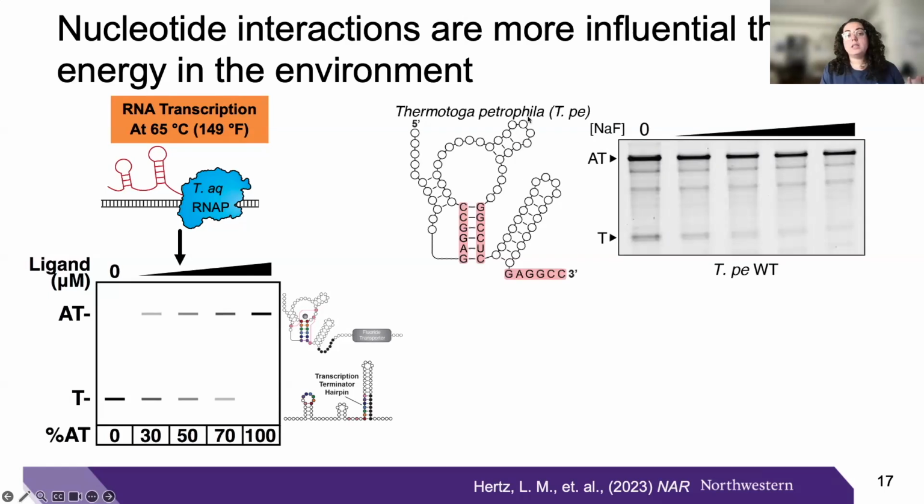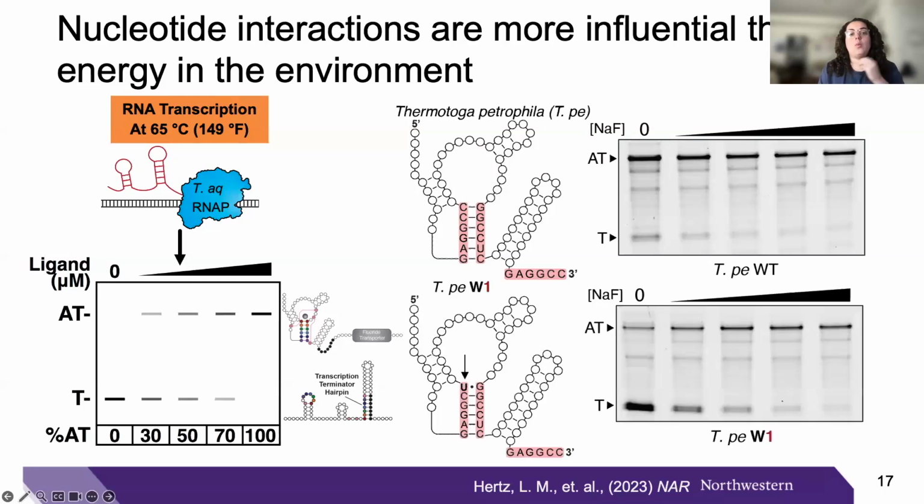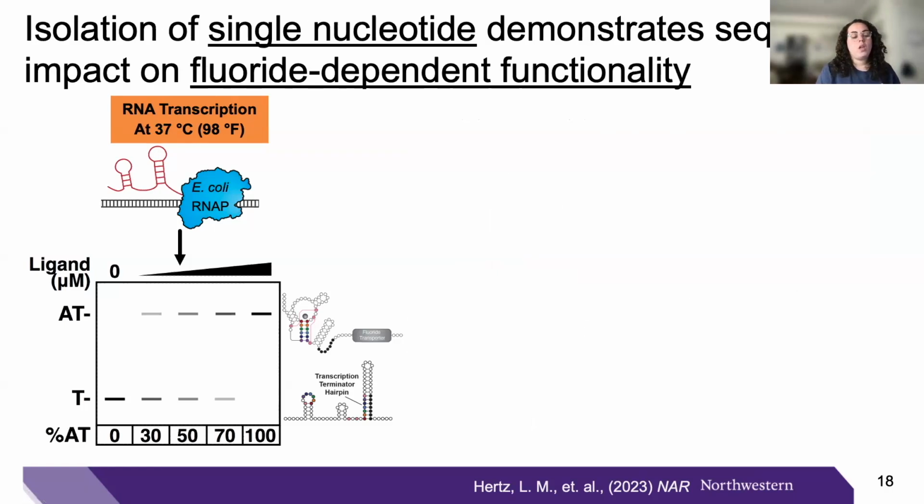With the wild type TPE sequence, we see that in fact, we do get a lot of that read-through product with a little bit of that termination product without the presence of fluoride. And we get less and less terminated product over time. When we have that single point mutation, we see a very similar trend, but now we're getting a ton more termination product in the absence of fluoride that slowly disappears as we add more fluoride, showing that even at these elevated temperatures, this local nucleotide interaction of this wobble base pair is far more important than the amount of energy that exists within the transcription system.